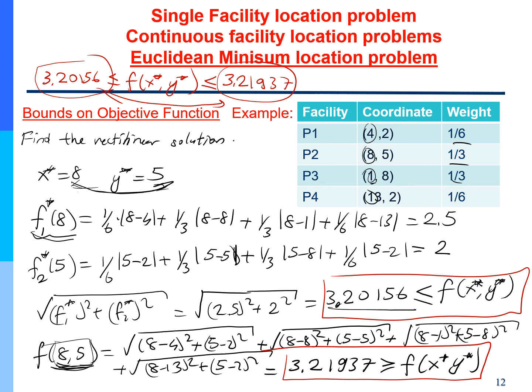So what does it mean? It means that if you cannot find the optimal Euclidean solution, but instead you just use this solution, 8, 5, maybe it is not the optimal solution, but then you are at most this much far away from the optimal solution. The optimal solution can be at least 3.201, and your current solution is 3.219. You are very close to that solution. You understand it immediately. Okay, this is the use of the bound. It is very helpful in this situation.